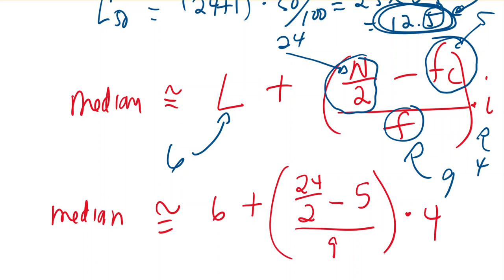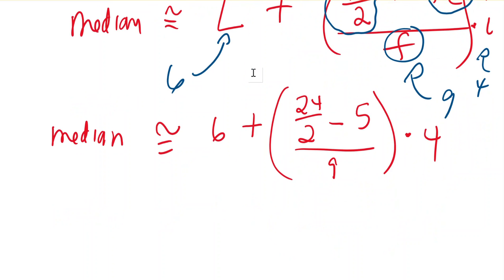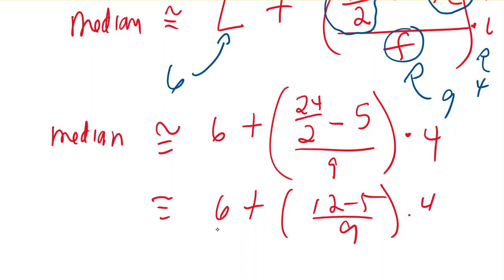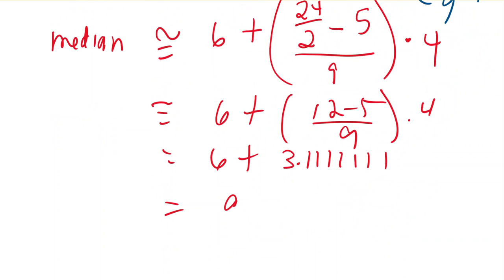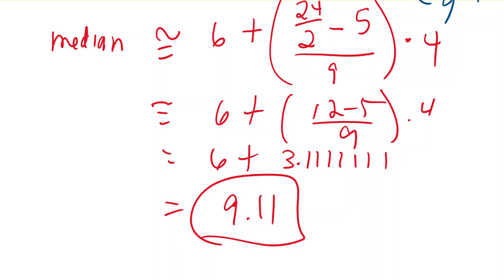Let's calculate. To calculate this, I'm going to simplify it. 6 plus 24 over 2 is 12, minus 5, over 9, times 4. So 12 minus 5 is 7. I'll just do it step by step. Divide it by 9, times 4. So I know it's 6 plus 3.111111. Keep some decimal places. 3.1 repeating. That's 12 minus 5 divided by 9 times 4, which is 3.111. So my answer must be 9.11, the approximate median for this. And that's how you do that.